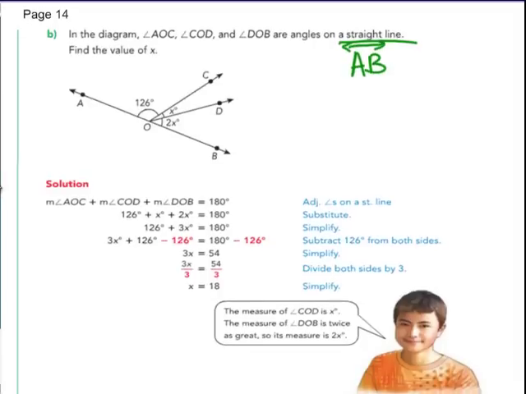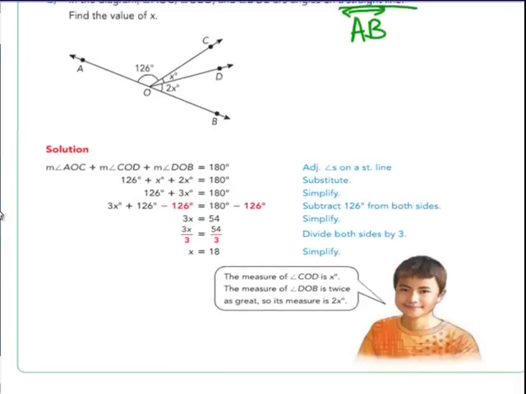So the measures of these three angles have to add to 180. This whole half arc here has to add to 180 degrees. So AOC, COD, and DOB have to add to 180. Well, here we have like terms, and you're going to see algebra in your geometry.